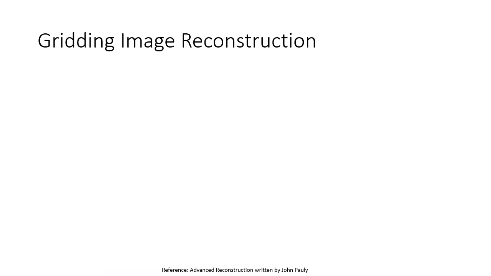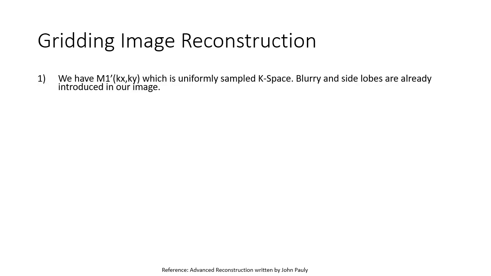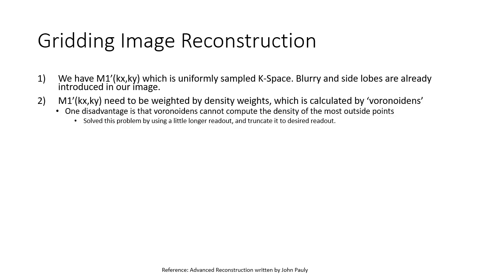The final step is to do the gridding image reconstruction on this non-uniformly sampled k-space data. Initially, I have the M1 knot of Kx and Ky now, which is non-uniformly sampled k-space. The blurring and side lobes in the image domain are introduced because of non-uniform sampling. Secondly, I use the Voronoi to calculate the density weights and weight the M1 knot, because for spiral, the sampling density changes from the center to the outer.